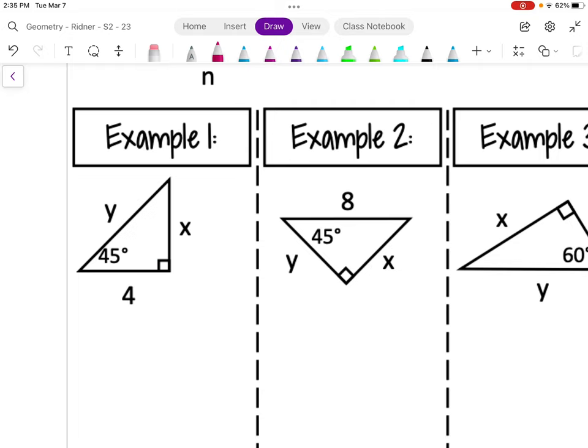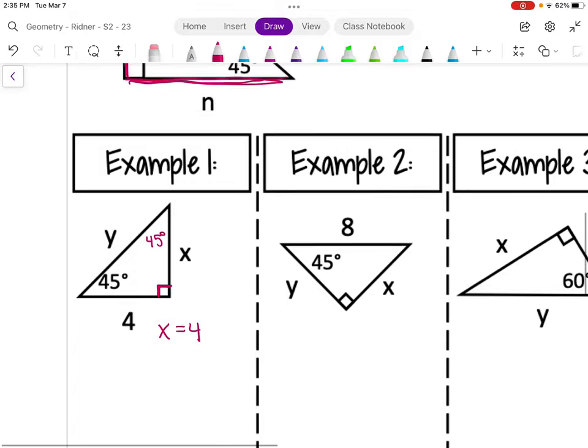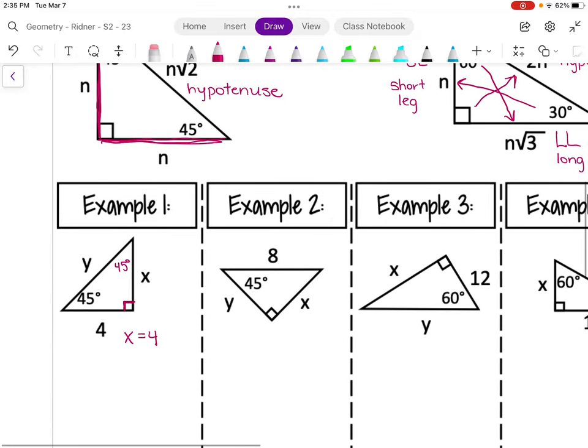If I know this is 90 and this is 45, this must also be 45 in order to equal 180. So the sides are the same, so x must equal 4. And remember, the rule for y is the side times square root of 2. Well, in this example, the side was 4. So 4 square root of 2 is the answer.